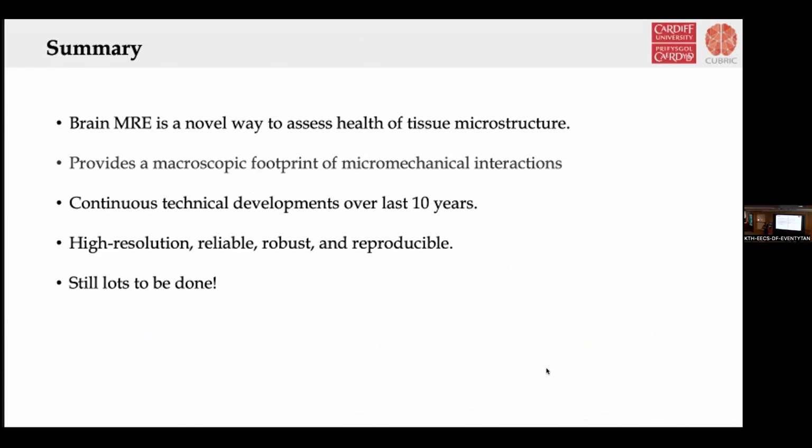So to summarize, brain MRE is a novel way to assess brain health. It provides a macroscopic footprint of these micro-mechanical interactions. There's been continuous technical development over 10 years. It's now high resolution, reliable, robust, and reproducible. There's still lots to be done.